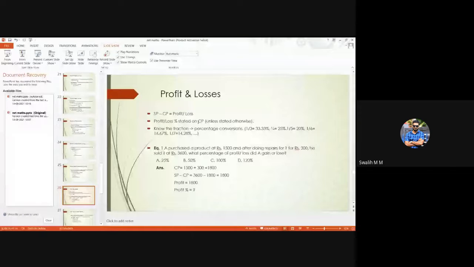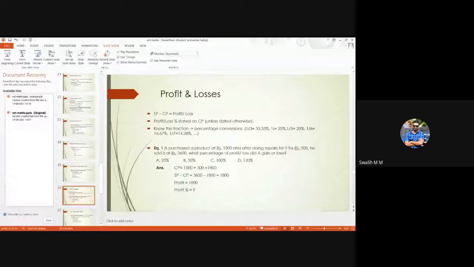But if the profit percentage is given in terms of selling price, then you should use the selling price. Otherwise, if it is just given profit percentage or loss percentage, then you should always calculate according to the cost price. That is one thing you should always remember.